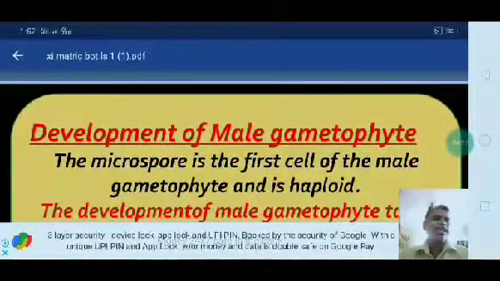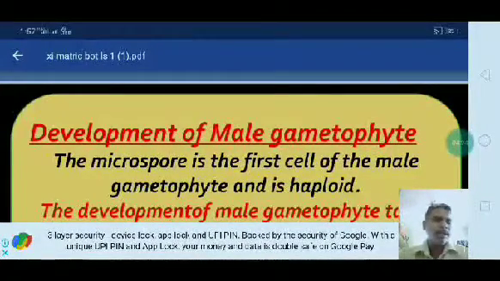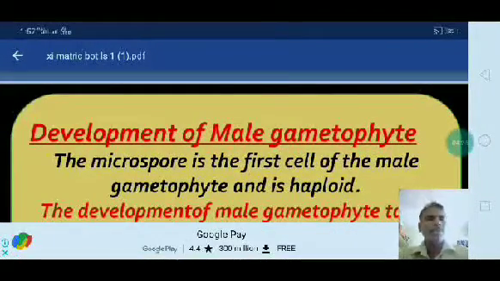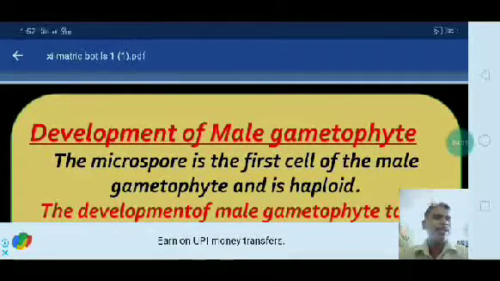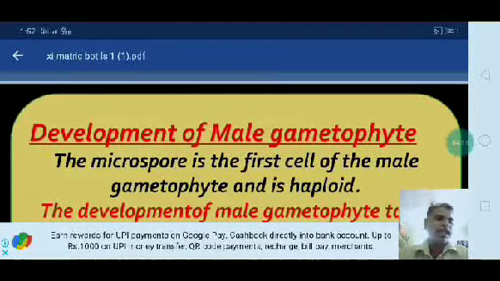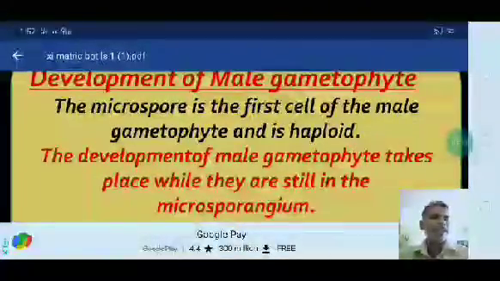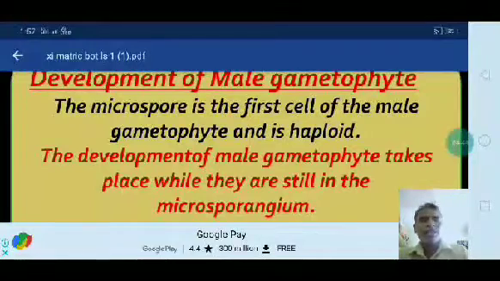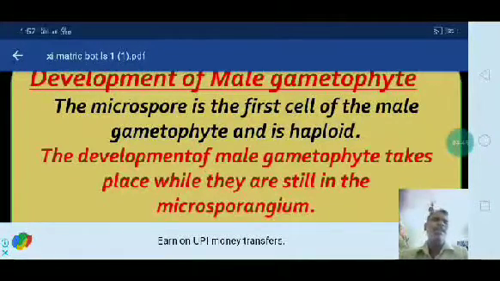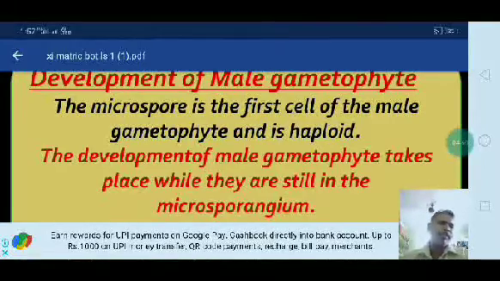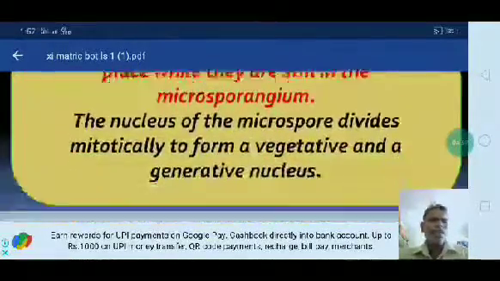Okay. The next topic is development of the male gametophyte. How are the male gametes formed? The microspore is the first cell of the male gametophyte and it is haploid in condition. Haploid means there is a single set of chromosomes. The development of the male gametophyte takes place while the microspore is still in the microsporangium.